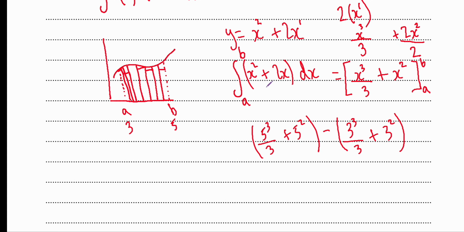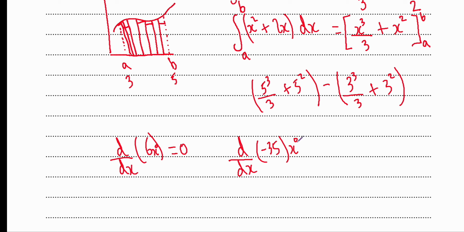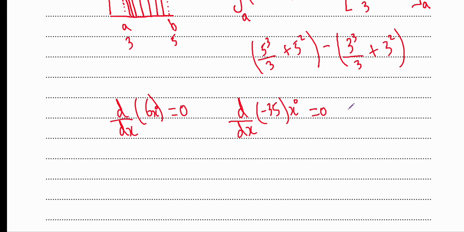Now, let's say you didn't want to find the area. Let's say you wanted to integrate, but it wasn't between any bounds. So remember, when you differentiate just a number, a constant like 6, you get 0. When you differentiate another constant, let's say negative 35, remember, this is x to the power 0, and you know what happens, right? It's like you do 0 times negative 35 times x to the power minus 1, which is still 0. So differentiating any number by itself just gives you 0.